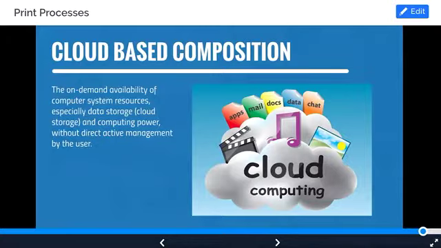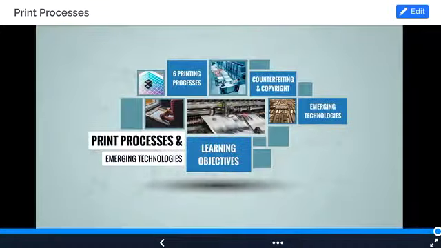And then you have cloud-based composition. This is the on-demand availability of computer system resources, especially data storage, cloud storage, and computing power, without direct active management by the user. And that is the printing processes and emerging technologies.